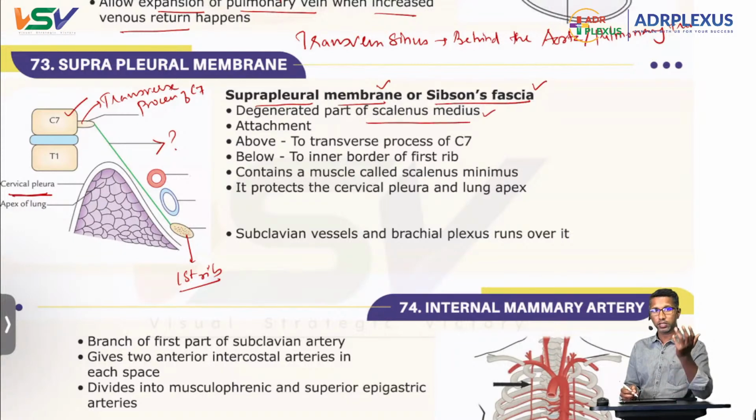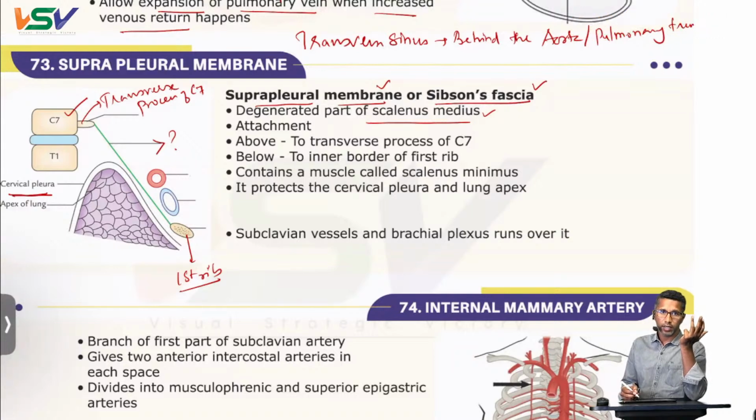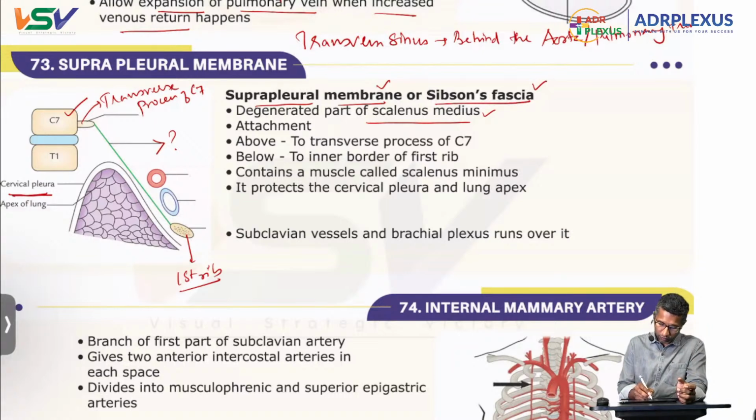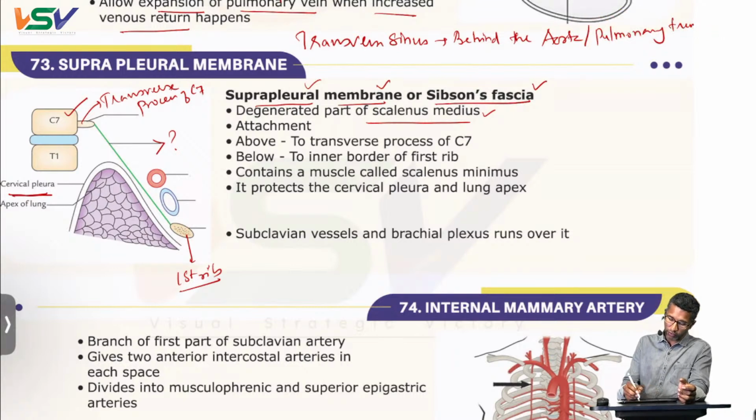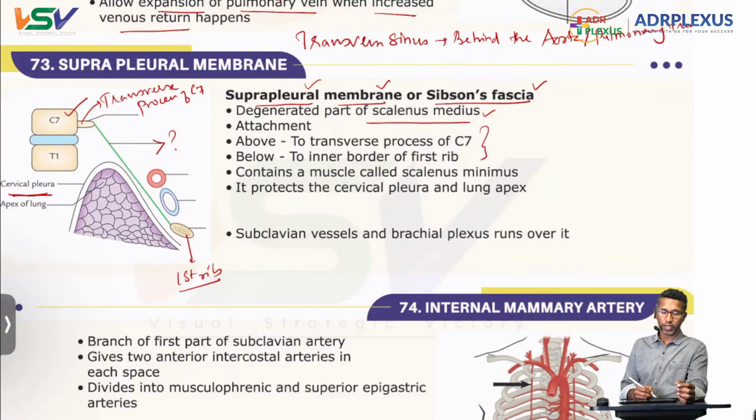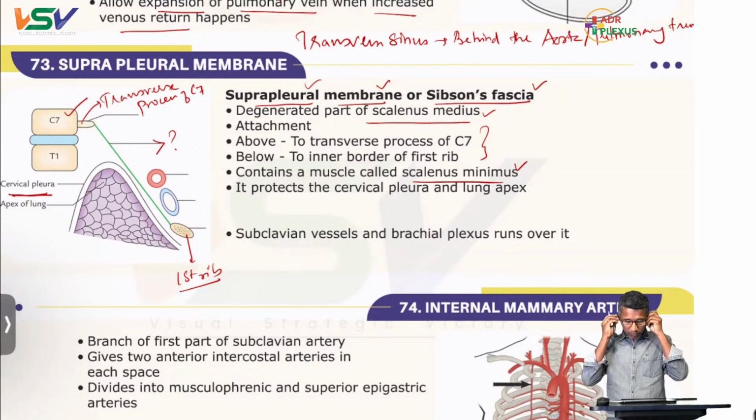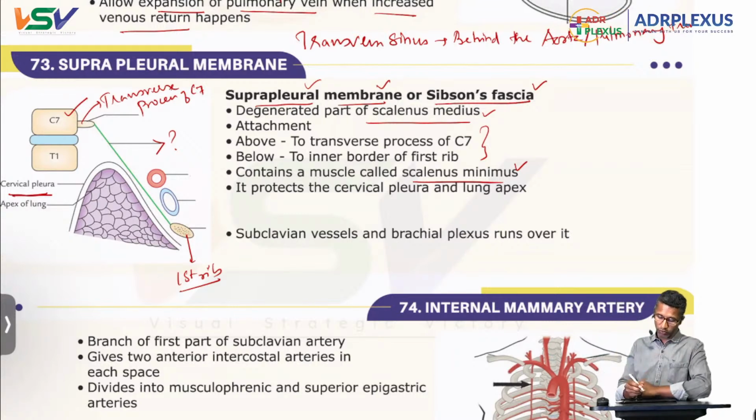You have three muscles in the neck: scalenus anterior, scalenus medius and scalenus posterior. A part of the scalenus medius degenerates to form a membrane called the suprapleural membrane, also called Sibson's fascia. We have seen the attachments just now, and sometimes it contains a small muscle called the scalenus minimus muscle. Okay, and what is its function? It protects the cervical pleura and the lung apex.